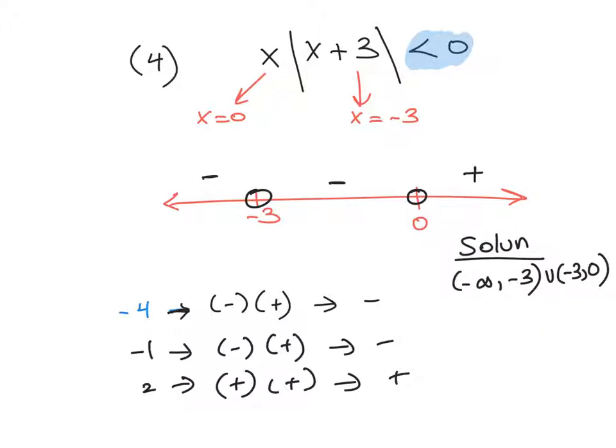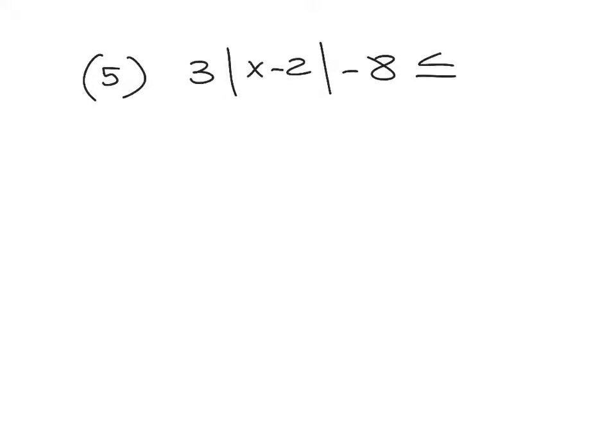Now let's move on to number 5. In number 5, I have 3 absolute value of x minus 2, minus 8, less than or equal to absolute value of x minus 2. Now at first sight, this might look extremely complicated, but hold on. Absolute value of x minus 2, absolute value of x minus 2, they are exactly the same thing. So how about I move them over and combine them? I can do that. So let's do that.